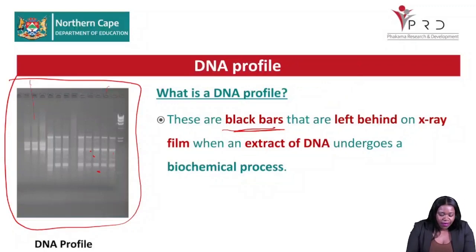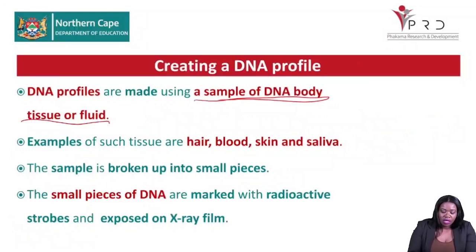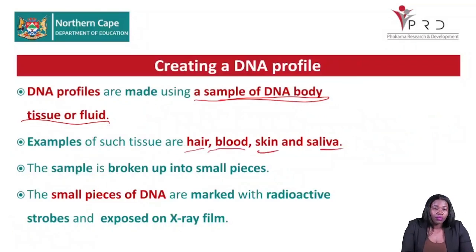So this is a DNA profile, and the process and technique of producing this and using this profile is what we call DNA profiling, right? These profiles are made using a sample of DNA from the body, tissues, or fluid. Like I said, it can be blood, it can be saliva, it can be parts of the body. A cell from the body can produce these DNA profiles, right? So from your hair, from your blood, the skin, as well as saliva, all of these can be used.